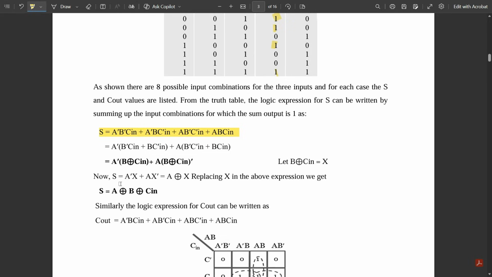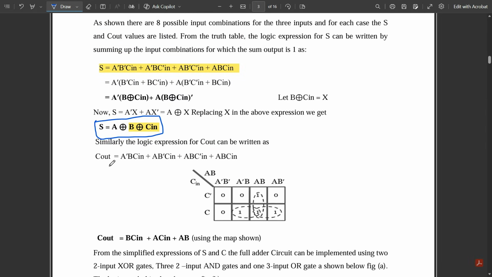Okay. Now S is equal to A' X plus A X'. That would be equal to A XOR with X. Replacing X in the above expression, we get S is equal to A XOR with B XOR with C. Because you see here, we are having B XOR with Cin, you take it as X, and here we would be getting A' X plus A X', that would be A XOR with X, so that's why we would be getting A XOR with X term. So X term is B XOR with Cin, so that's why our total sum would be equal to S is equal to A XOR with B XOR with C. Okay, so this is the expression for sum.